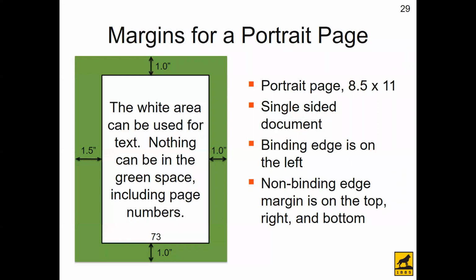But if we think about a book, the binding is where it's folded. So that's what we mean by the binding edge. The binding of the book is here. So on these portrait pages, the binding edge is on the left for a single-sided document, and that needs to be 1.5 inches on the left. On the other sides, we call those the non-binding edges, and those margins need to be 1 inch on the top, right, and bottom.